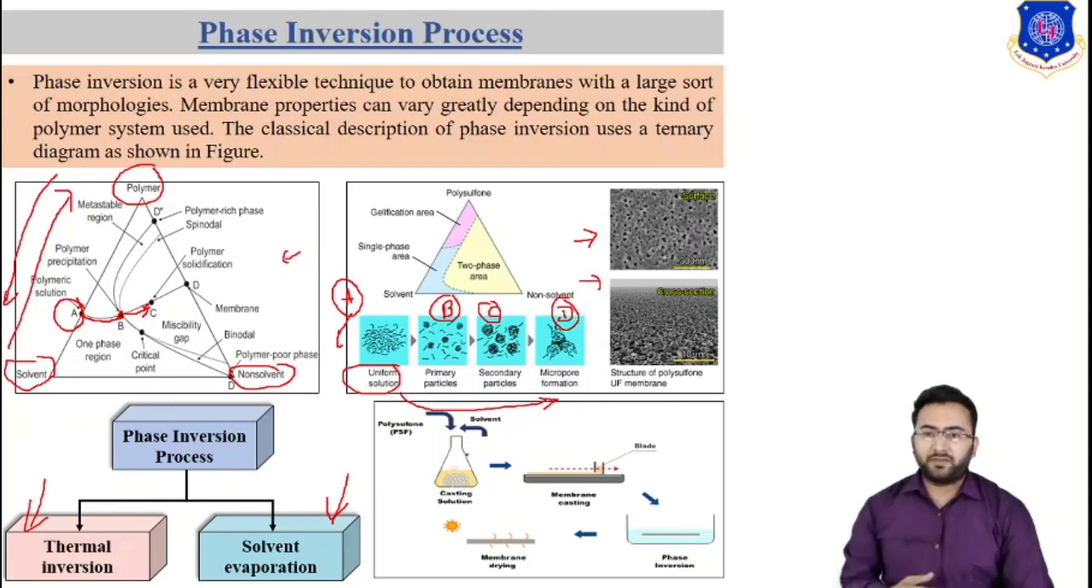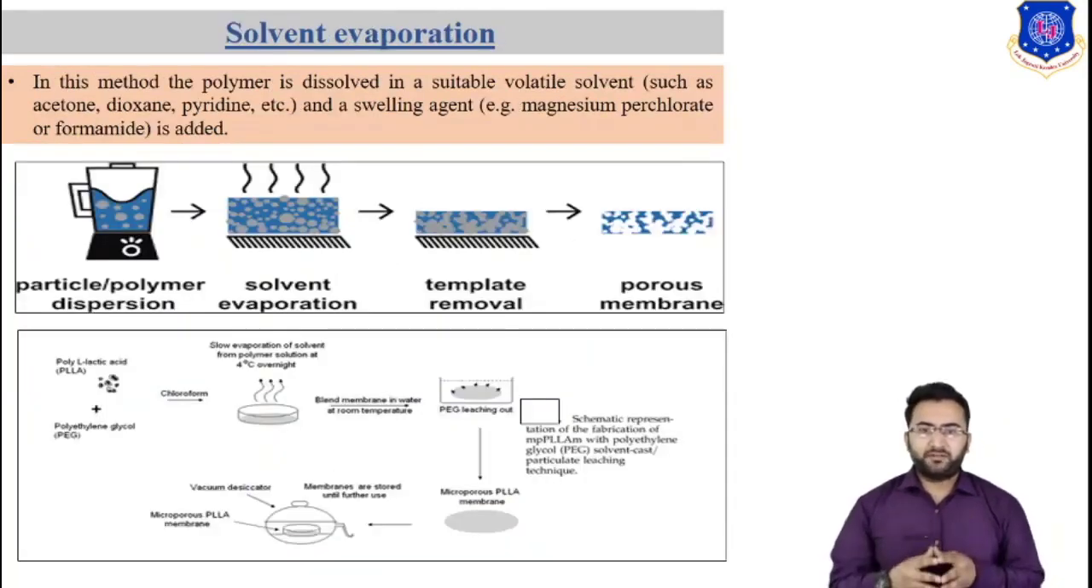Generally, in the phase inversion method, we add polymer and one solvent, which go to membrane casting, then the phase inversion process occurs and it converts into membrane drying. So this process can occur in two ways: one, the thermal inversion method, and second, the solvent evaporation method. In this method, the polymer is dissolved in a suitable volatile solvent such as acetone, and a swelling agent such as magnesium perchlorate is added. The mixture is known as a casting dope or solution.